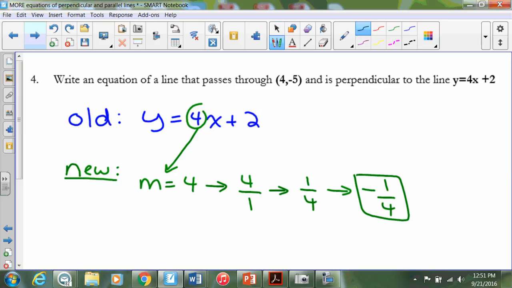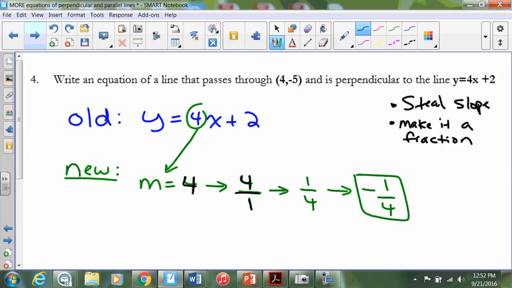Basically, you're going to steal the slope, just like we did with parallel lines. The second step is make it a fraction. If it's not a fraction, all you have to do, just like we did here, is turn 4 into a fraction by just putting a 1 underneath it. And then you're going to flip it. So we made it the fraction 4/1. And the next step is we just flipped it. And the very last step is change the sign.